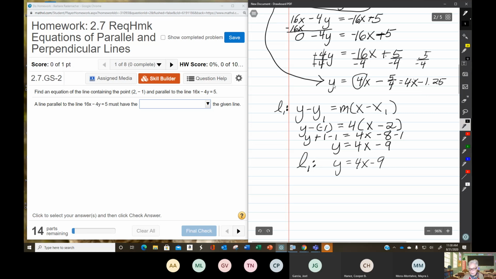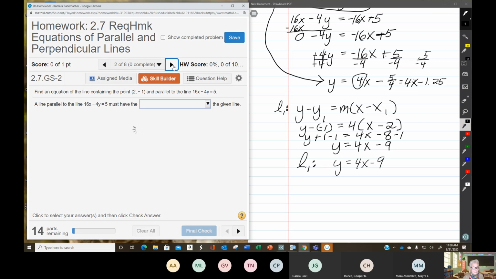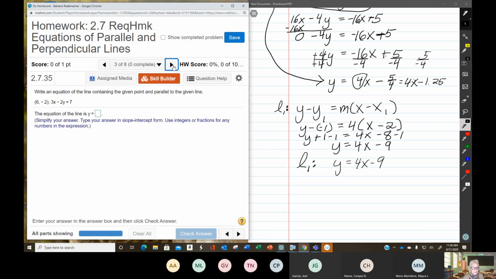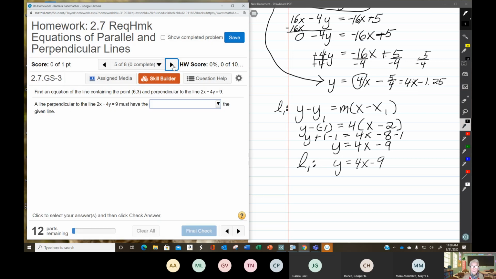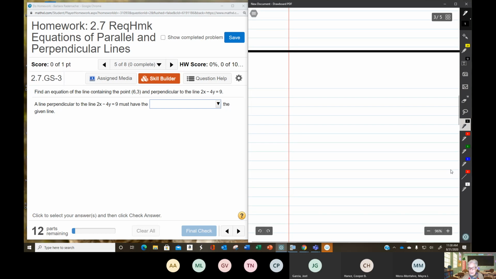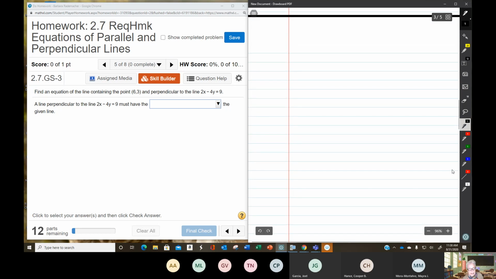Now, we have taken care of the parallel. Let us move along to perpendicular. Yay, perpendicular. All right. These aren't really harder, but they look like they're going to be. All right, here we go.